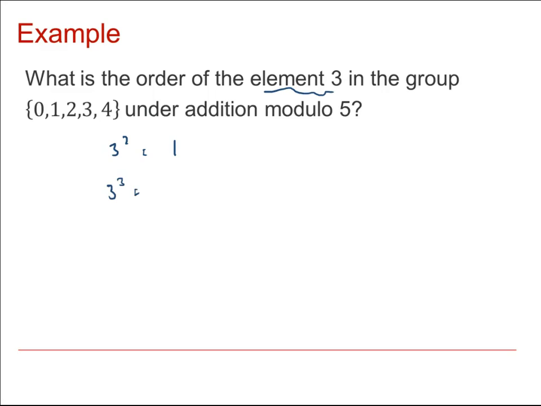Therefore 3 cubed will be 1 plus 3, which is 4. And 3 to the power 4 will be 4 plus 3, or 3 plus 4, which is 7, which is 2. And then finally 3 to the power 5 will be equal to 2 plus 3, which is 5, which is remainder 0. And of course 0 is the identity element for modular arithmetic under addition. So we can see that 3 to the power 5 is the first time we get to e, and therefore we can say that 3 is of order 5.